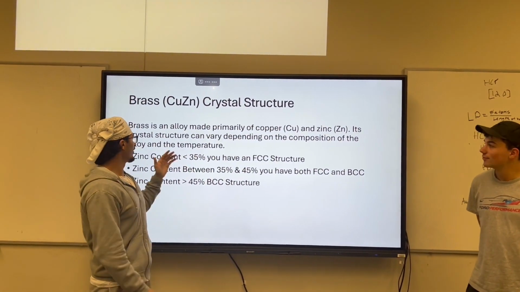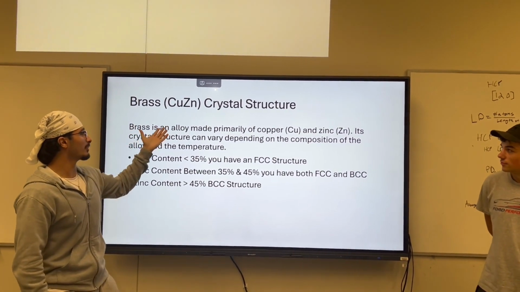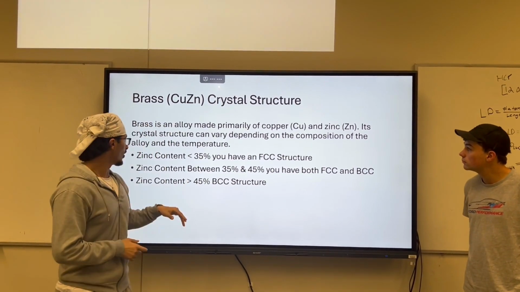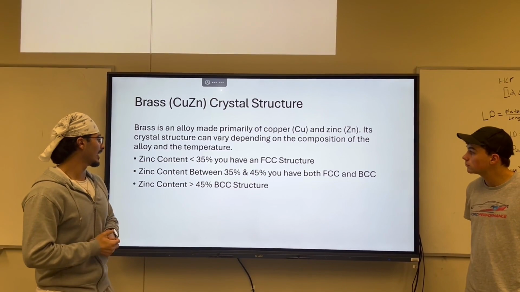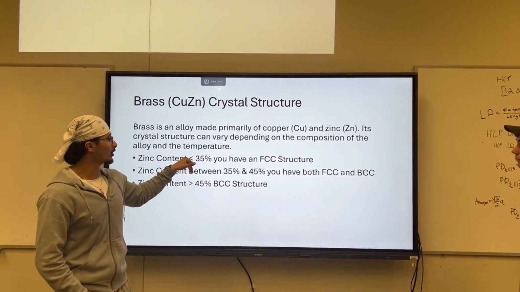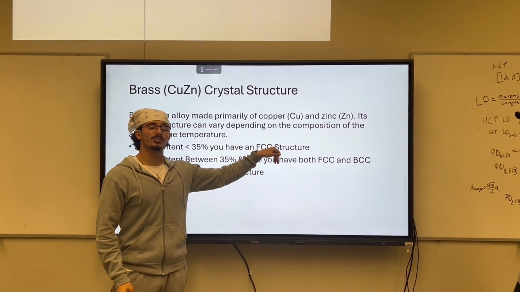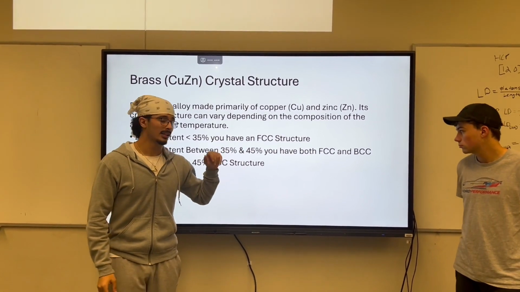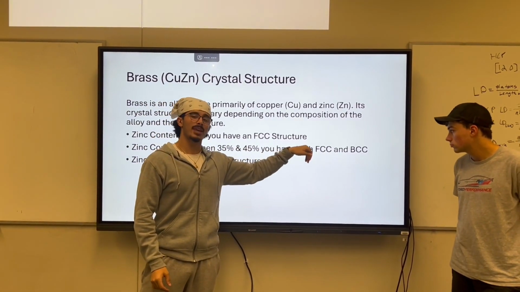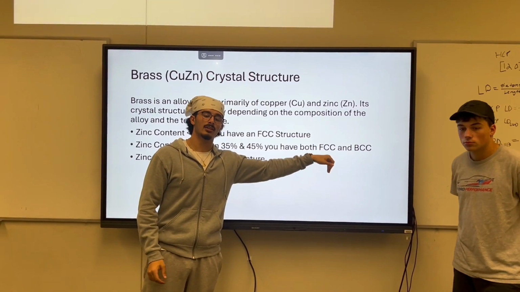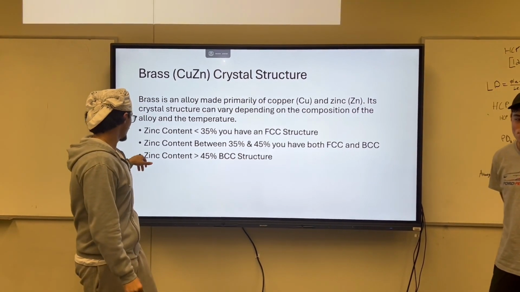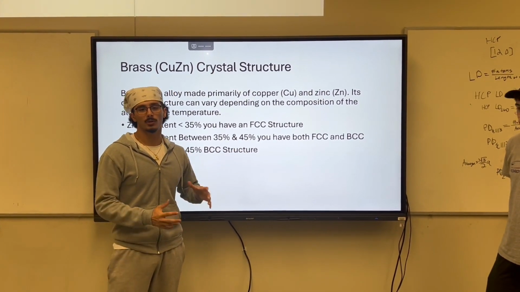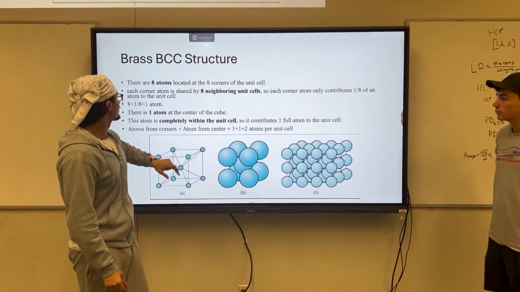Okay, for our alloy we have brass, and because brass is an alloy, it's made up of copper and zinc, it doesn't have one structure, it depends. The zinc content is the main factor here, because if it's less than 35%, you have that FCC structure we saw with copper. If it's between 35 and 45%, you have a mix of both the FCC and BCC from zinc. And if the zinc is over 45%, it's just your BCC structure. So it depends because it's an alloy mixed up.